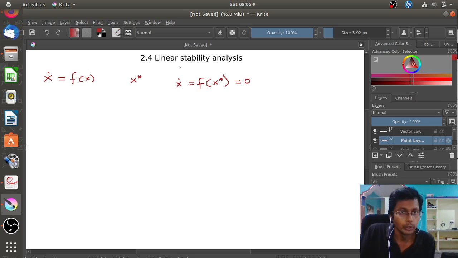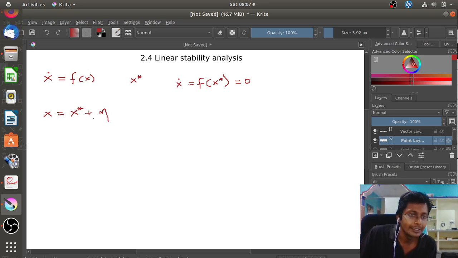So how are we going to do that? Before we do that, I'm going to introduce a parameter such that x is equal to x star plus eta. Eta is the parameter which I'm introducing, defined in this manner. So what is eta? It is the deviation from the fixed point. Now I'm going to introduce this definition into this equation. Let me do that.